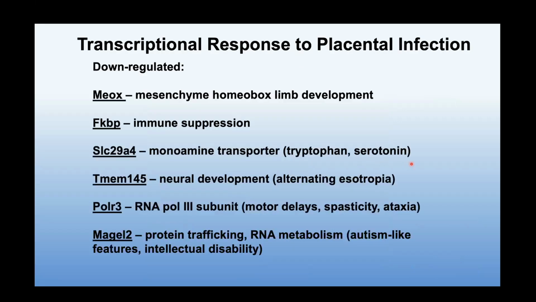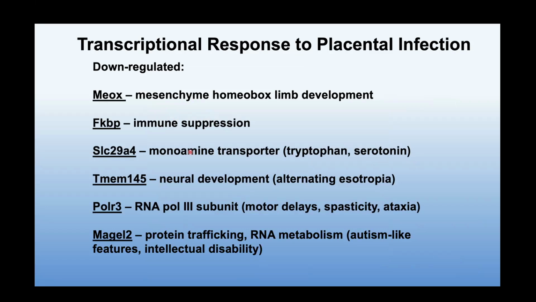Now I'll go back to the down-regulated genes in the placenta. Some of these we don't know what they do. Of course, we have some immune suppression that's down-regulated because we're getting elevated immune response, so that's expected.